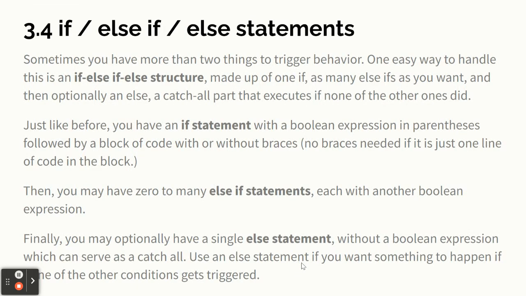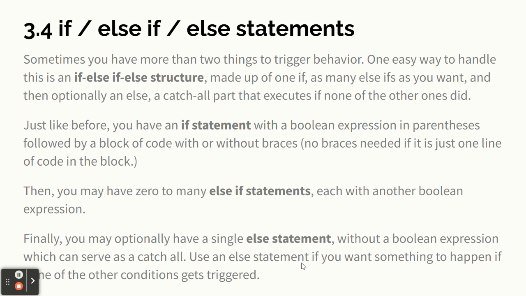Section 3.4. If, else if statements. So sometimes you have more than two things you want to trigger. And an easy way to handle this is an if, else if structure. To do this, you're going to have one if and then as many else ifs as you want. Literally, you could have 20 or just one. And then optionally, you can have an else at the end. You don't have to, but the else is something that will execute if none of the other things execute.